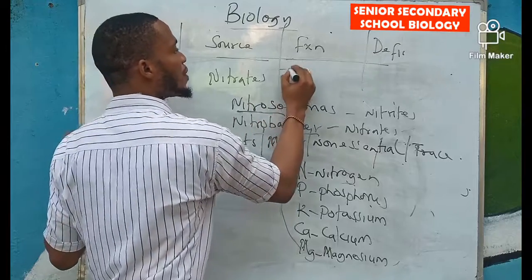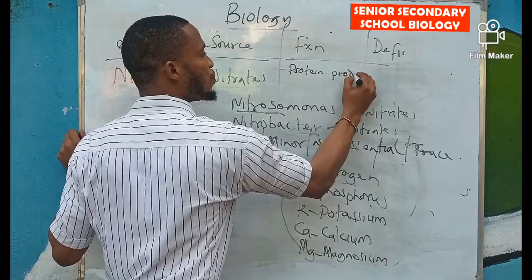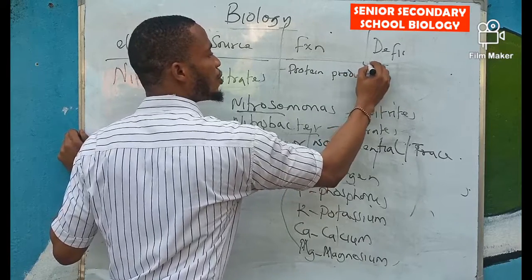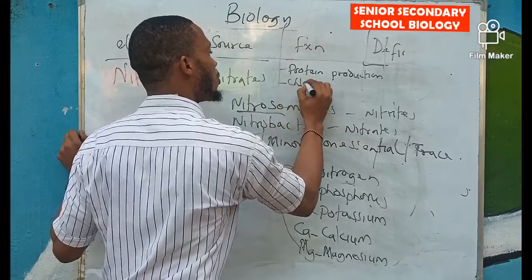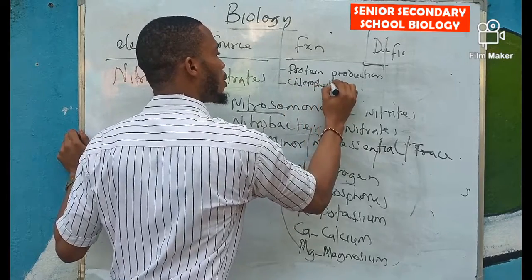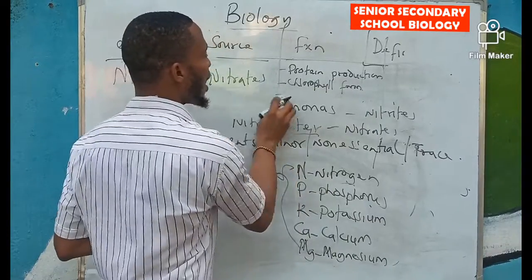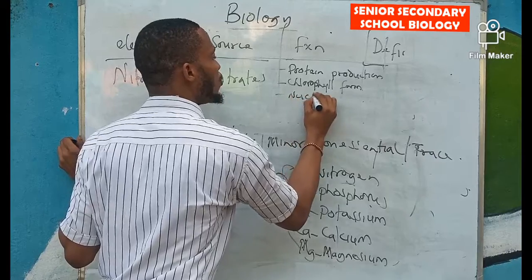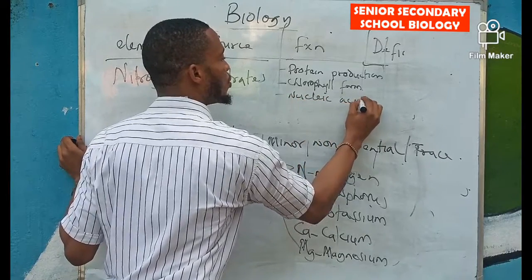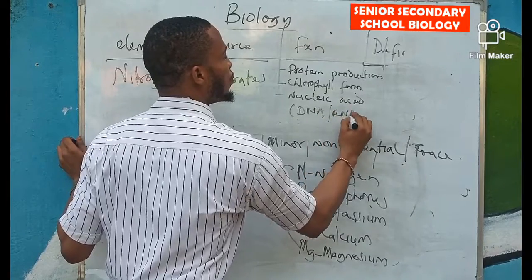Now, what is the function of nitrogen? One, it helps in protein production. It helps the plant produce protein. Actually, plants also need protein like human beings. And two, it helps in chlorophyll formation. It helps the plant to form chlorophyll, and also it helps in nucleic acid formation. This is your DNA and your RNA, which you have in the nucleus of the cell.